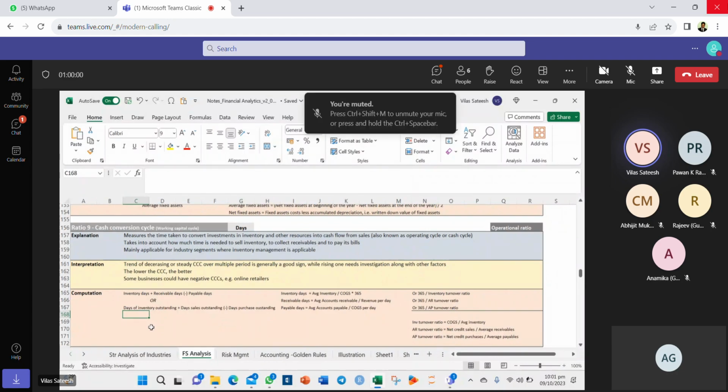If you look at the same example, how much was my inventory holding period? Today I purchased on 9th of October $50 worth of goods from Anirudh. I sold it to Abhijit on 30th or 31st of October. So my inventory holding period was 20 days, right?